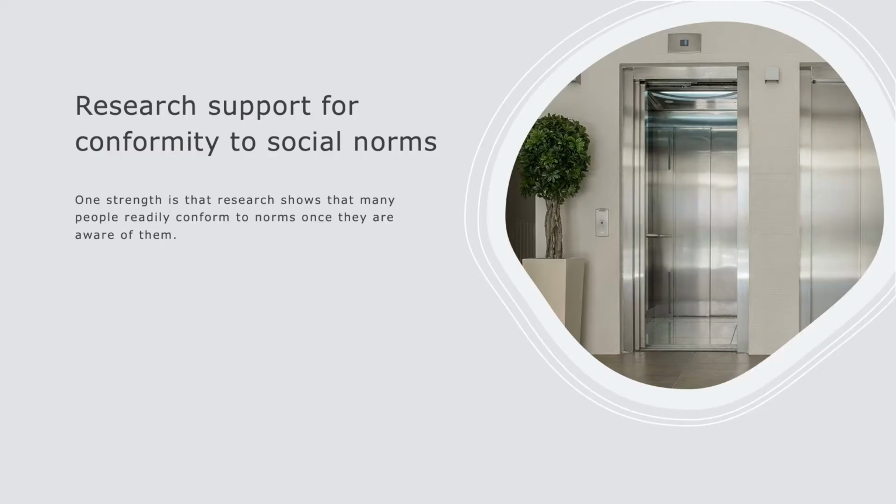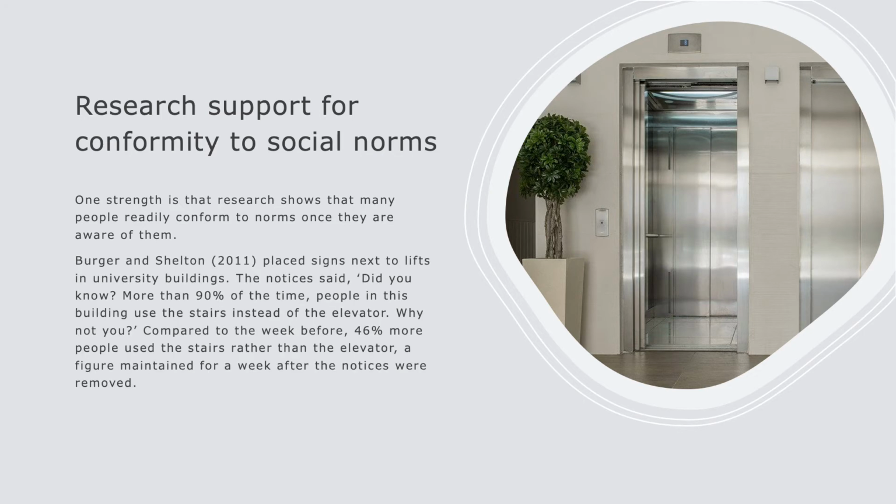So the first evaluation point is that strength is that research shows that many people readily conform to norms once they are aware of them. So as I go through these evaluation issues, I just want you to make notes on them, not write them word for word, just write them in a way that you understand, in brief bullet points. It was researched by Berger and Shelton.